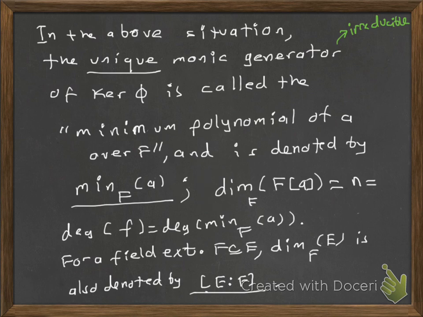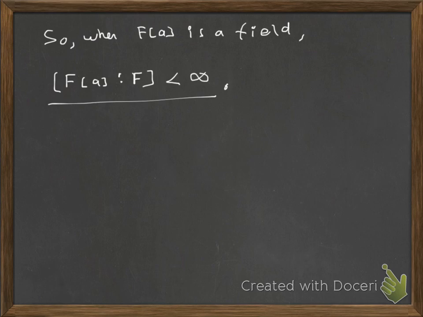From now on, we will mostly use this notation for denoting the degree of a vector space, the dimension of a vector space E over a subspace F, over the base field. Okay. So we have established what so far? If F[a] is a field, then the degree of F[a] over F as an F vector space is finite. We actually said more than that, but we're going to take this as a starting point to see if this is enough to yield this condition.